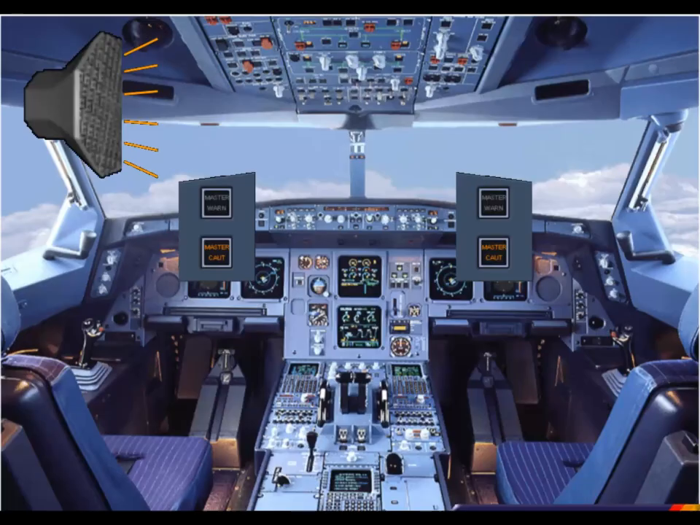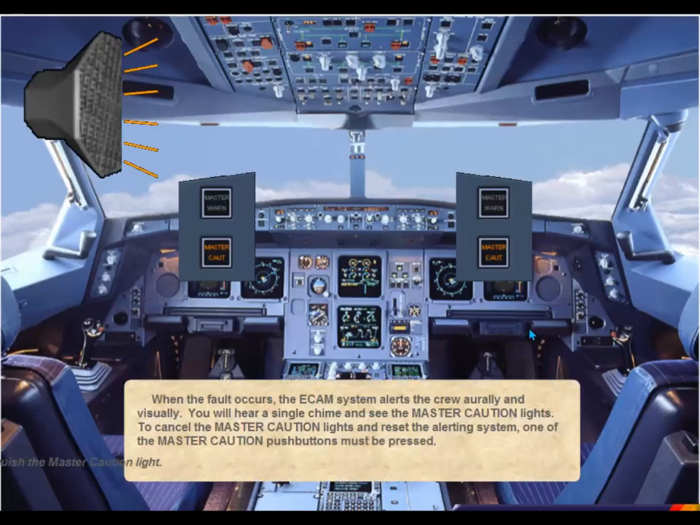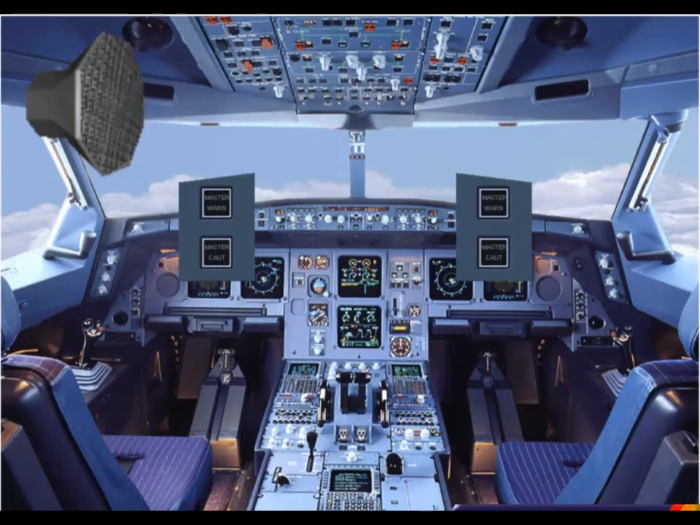When the fault occurs, the ECAM system alerts the crew orally and visually. You will hear a single chime and see the master caution lights. To cancel the master caution lights and reset the alerting system, one of the master caution push buttons must be pressed. Extinguish the master caution light. The master caution is extinguished and the alerting system is reset.